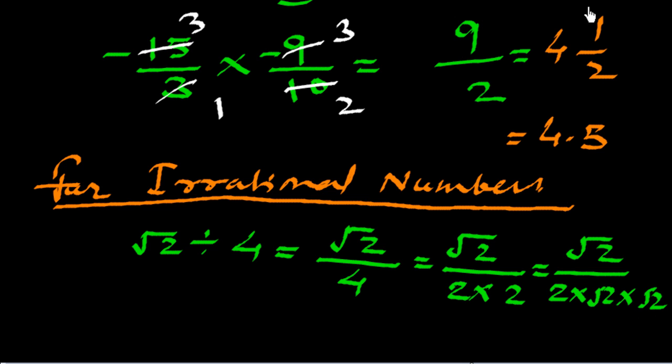Now we divide it, root 2 one time. So we get finally here 1 over 2 root 2. So in this way we can divide irrational numbers. So this is a way I explained it, and I will explain more about irrational numbers in our next session.